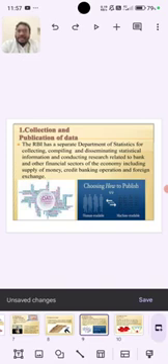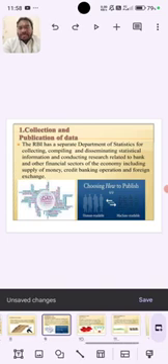The next one is collection and publication of data. The RBI has a separate department for statistics, for collecting, compiling and disseminating statistical information and conducting research related to banks and other financial sectors of the economy, including supply of money, credit, banking operations and foreign exchange, etc.